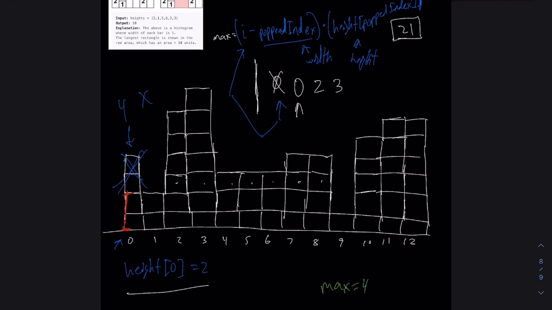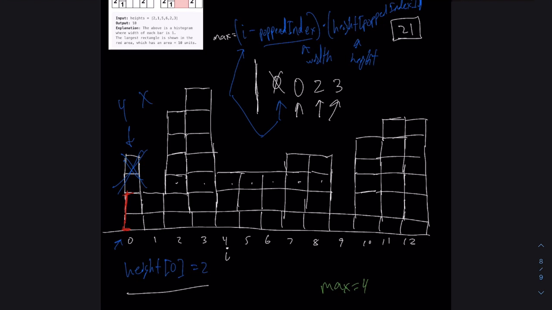We don't update max. We only update max when we pop elements out. So now I goes up to here now, right? So here, once again, we see, okay, this height is smaller now. We're going to want to get rid of, just with some quick foresight, we're going to be popping this and this, right? Because this is smaller.